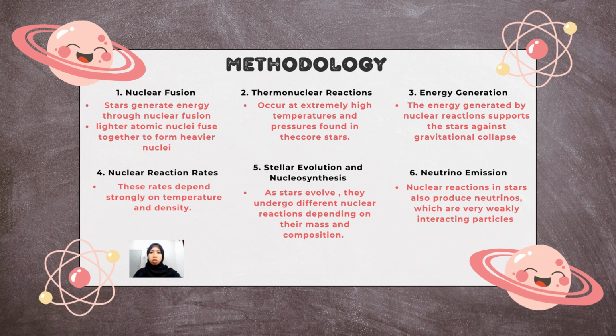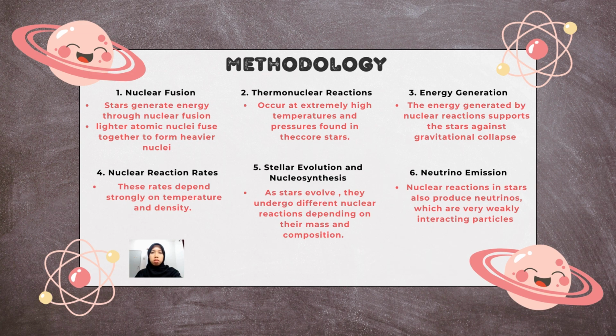The first one is nuclear fusion. Stars primarily generate energy through nuclear fusion, where lighter atomic nuclei fuse together to form heavier nuclei, releasing energy in the process. This is the primary source of a star's luminosity. Thermonuclear reactions. These reactions occur at the extremely high temperatures and pressures found in the core of stars. The most common fusion reaction in stars like the Sun is the proton-proton chain, where hydrogen nuclei fuse to form helium nuclei.